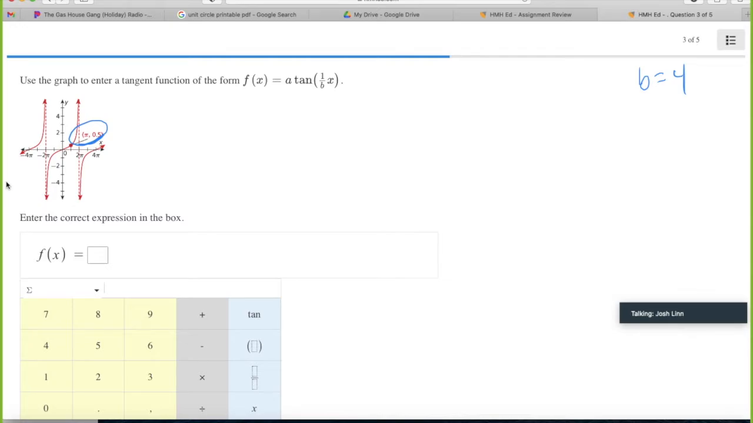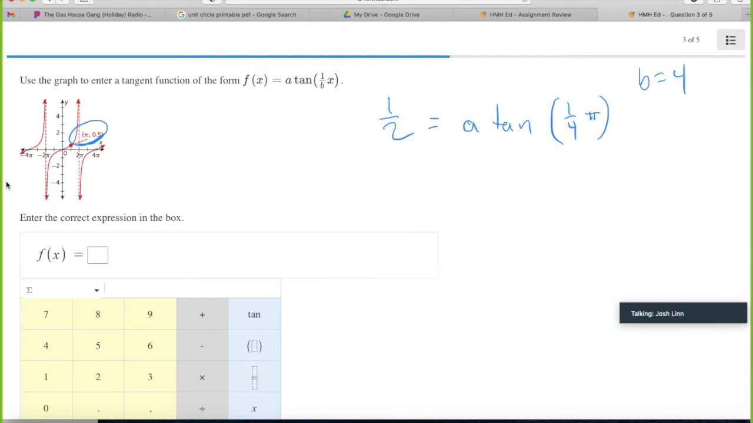So our x is pi. So we have a tangent of 1 over 4 pi equals 1/2. I'm just going to leave it at 1/2 because it's 0.5, but I don't know, they're weird. Anyway, so we solved for a.